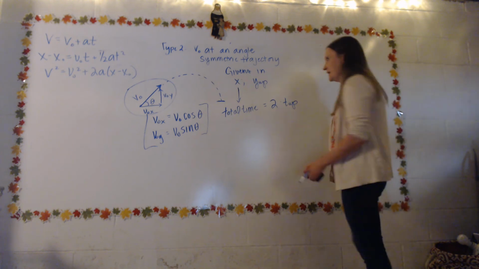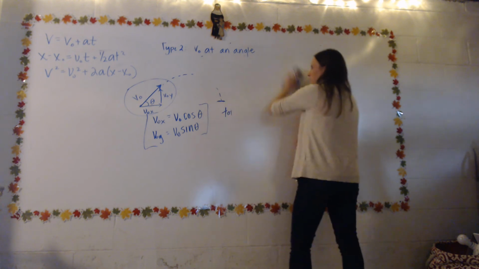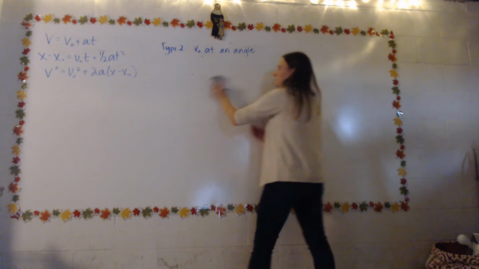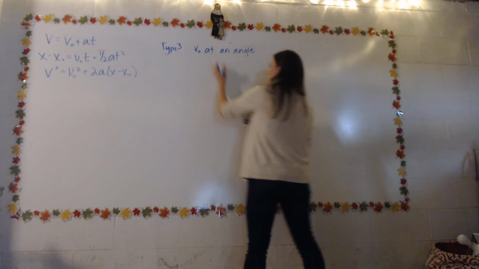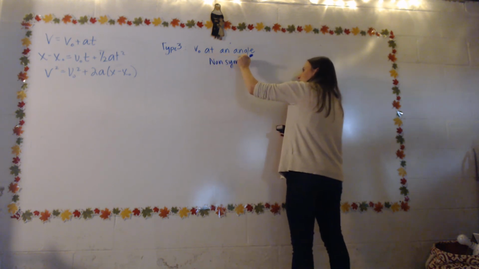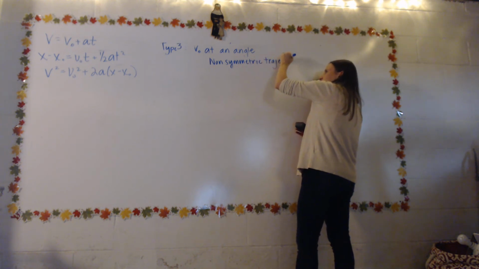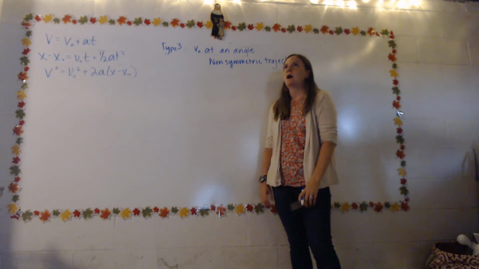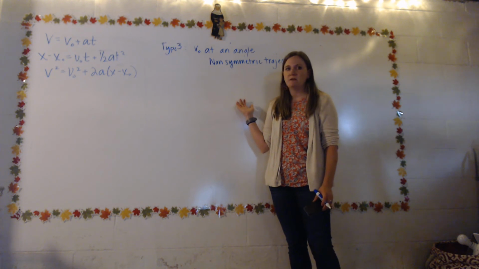The type 3, as you maybe can guess, is like the type 2. So you have the v naught at the angle, but you have a non-symmetric trajectory. Just like the last chapter, I keep repeating that, I think that's the 15th time I've said it so far. Just like the last chapter, these are not necessarily difficult, but they can be long.